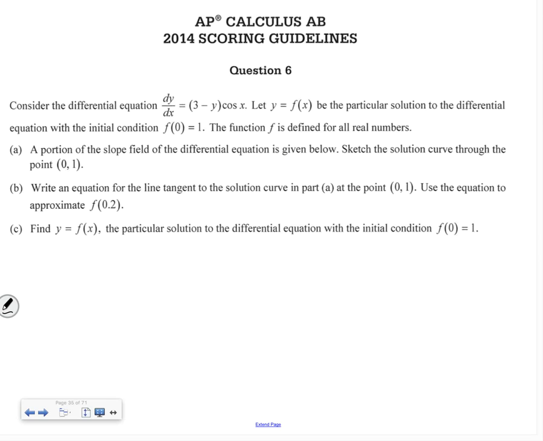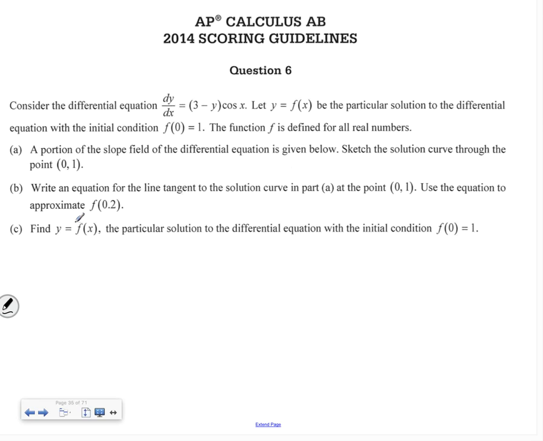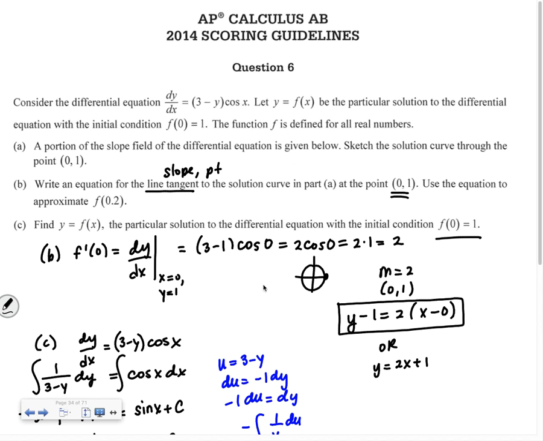All right, so the scoring for this. So you get 1 point for having the correct solution curve. You get 2 points per part B, 1 for the tangent line equation, which is, oh, did I skip part B? I think I did. Yes, the tangent line equation, which is y equals 2x plus 1. And I forgot to do the approximate f of 0.2.